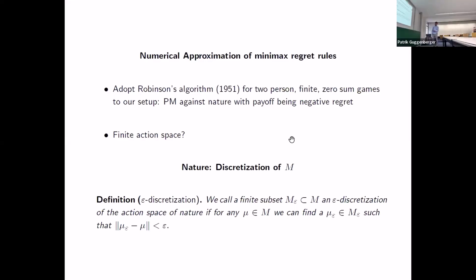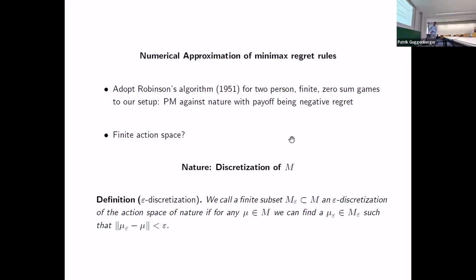All right, so I already mentioned that we are adapting Robinson's 1951 algorithm, which is applicable in a situation where we have a two-person finite zero-sum game. We managed to do this by viewing our setup as one where the policymaker plays against an adversarial nature. Payoff for the policymaker is equal to negative regret, and payoff for nature is equal to regret, so it sums to zero. So we naturally have a two-person zero-sum game. The only component missing is the finiteness.